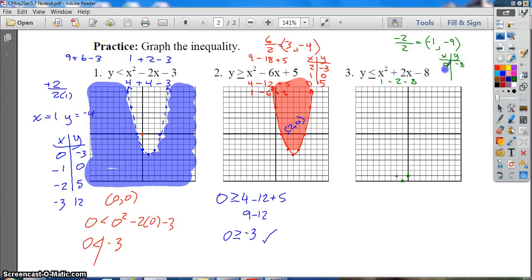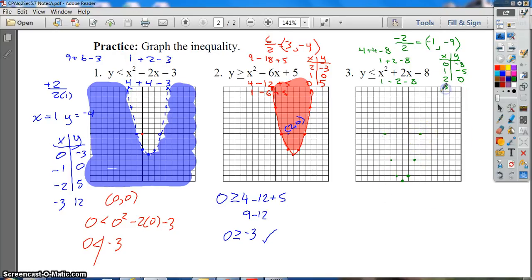And match that up. If I put 1 in, I get 1 plus 2 minus 8, so that's negative 5. So 1, down 5. And I'm going to put 2 in. So that's going to give me 4 plus 4 minus 8. It's going to be 0. And we're almost off the charts here, as you can see.